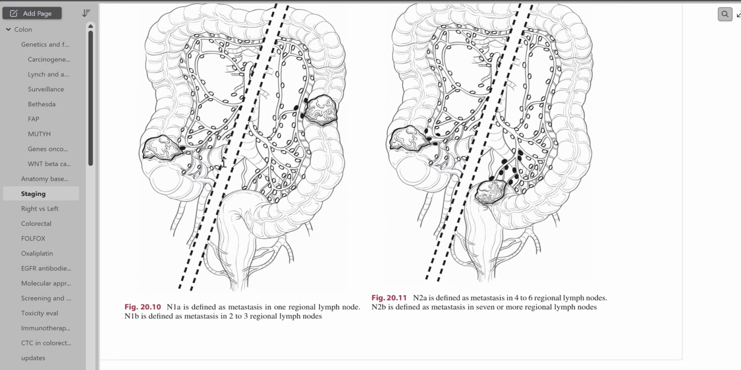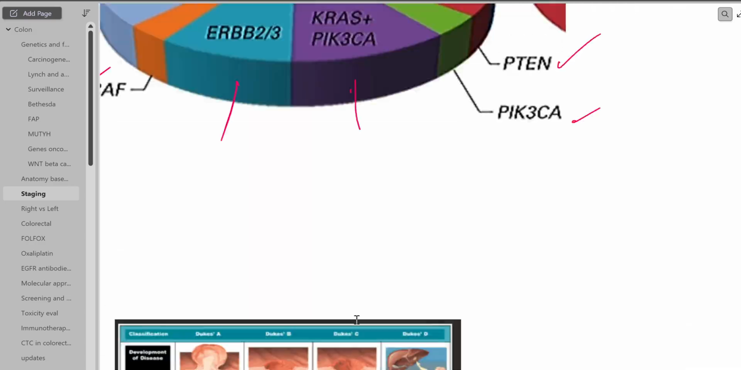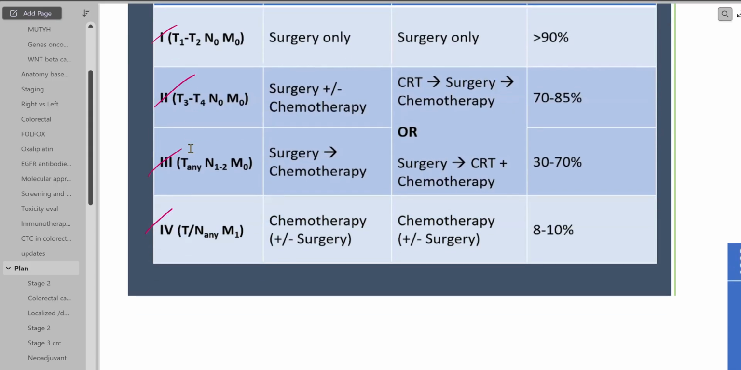N1 for colorectal cancer is that if the cancer is here, you have two to three regional lymph nodes. N2A is 4 to 6, and N2B is 7 or more lymph nodes. Now, this is important because management is based on this. Now, what's important is the stage groups. It's not just the TNM staging.